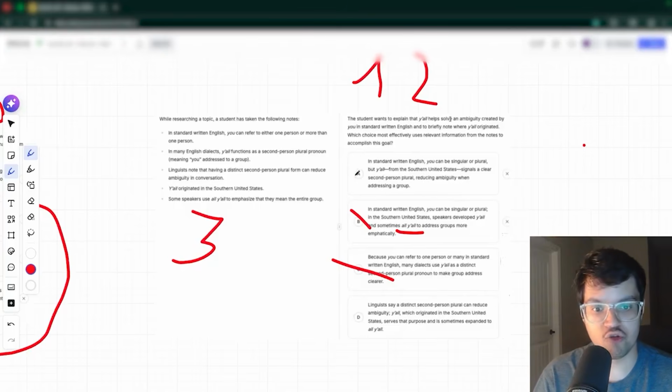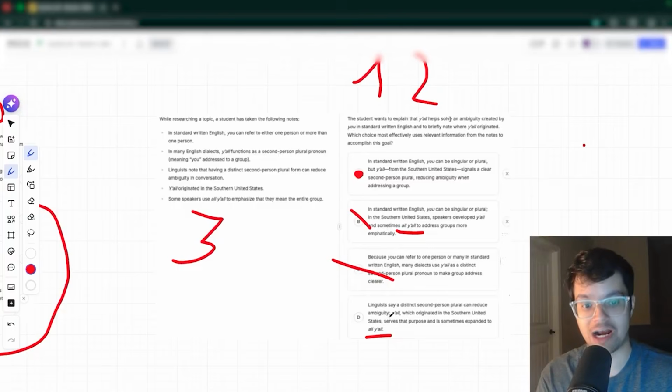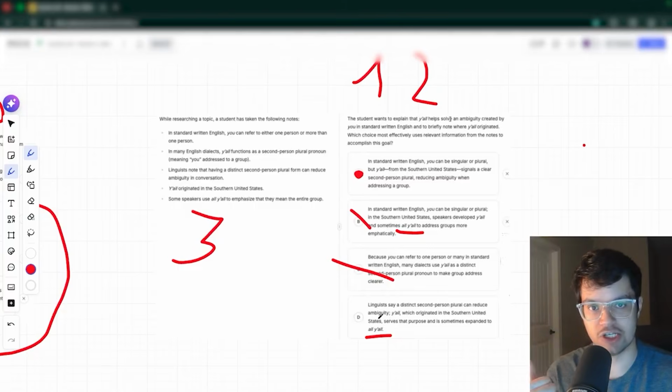But I would definitely go for A over B here for 2 reasons. First of all, the all y'all thing is kind of important because it really does only mention y'all here. This one also mentions all y'all. Second important thing though is this really important detail they list here. It says it's an ambiguity created by you in standard written English. D does not mention the word you at all. It just says it can reduce ambiguity. So we need to specifically tie it back to the word you for it to be the right answer. So D would also be wrong for that reason.